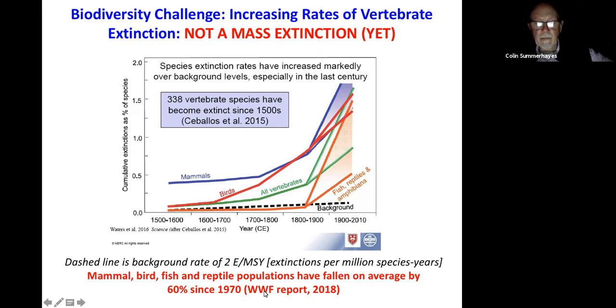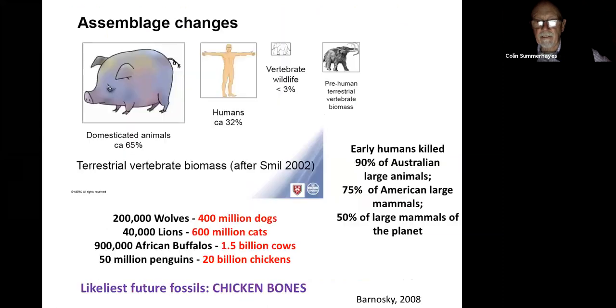Now, the WWF, the Worldwide Fund for Nature, did a report in 2018, a global report, which showed that mammals and birds and fish and reptile populations have fallen on average by 60% just since 1970. So there's something serious going on, which is changing our biodiversity, and that would be obvious in future to future geologists looking back into the record.